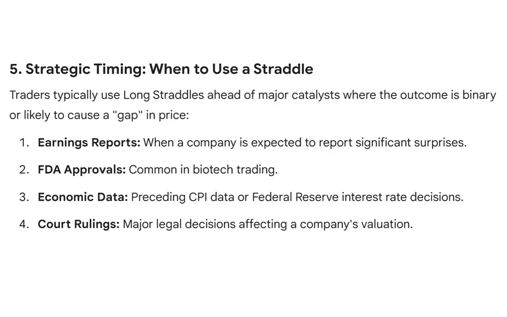5. Strategic timing: when to use a straddle. Traders typically use long straddles ahead of major catalysts where the outcome is binary or likely to cause a gap in price. Earnings reports, when a company is expected to report significant surprises. FDA approvals, common in biotech trading. Economic data, preceding CPI data or Federal Reserve interest rate decisions. Court rulings, major legal decisions affecting a company's valuation.